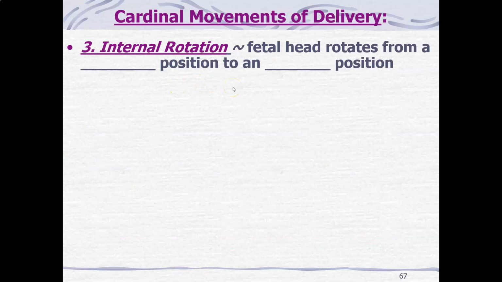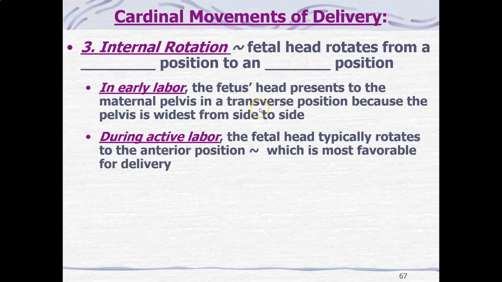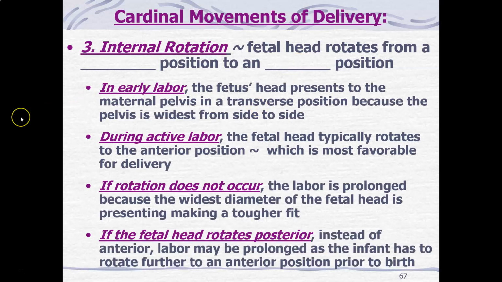Now, internal rotation is the next step, and this is when the fetal head rotates from which position to which position. Well, the fetal head will rotate from a transverse position to an anterior position. In early labor, the fetus's head presents to the maternal pelvis in a transverse position because the pelvis is widest from side to side. That transverse diameter is wider than the AP diameter. Then during active labor, the fetal head typically rotates to the anterior position, which is most favorable for delivery. So again, the occiput is in the maternal anterior pelvis.